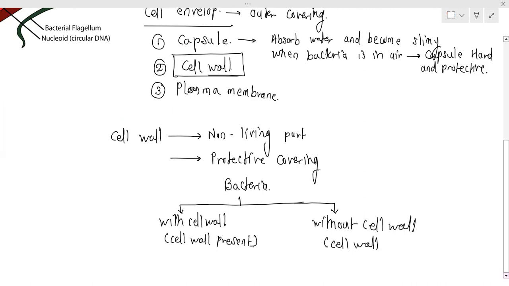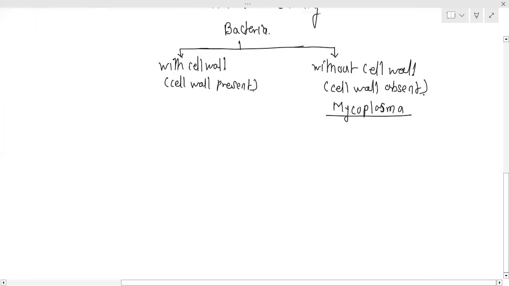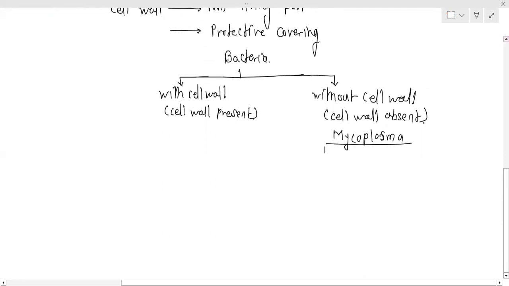Cell wall absent. Remember, almost all bacteria show presence of cell wall. Only mycoplasma is without cell wall. Mycoplasma is the only group of bacteria which is without cell wall. Understanding? Remember this. Okay? Remember this very, very carefully.